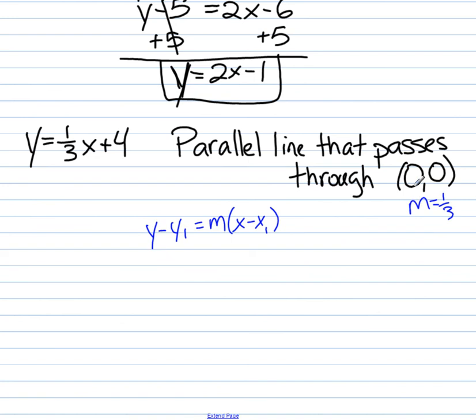So x and y are both 0. m we said was 1/3. So this is pretty straightforward. We have y minus 0 equals 1/3. So y minus 0 is just y. 1/3 times x is 1/3 x. 1/3 times 0 is 0.